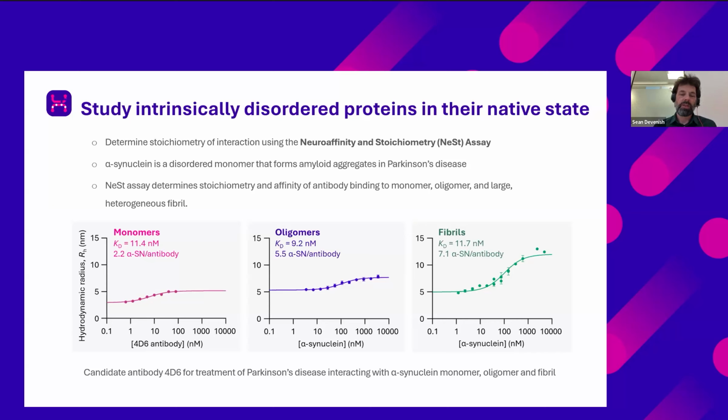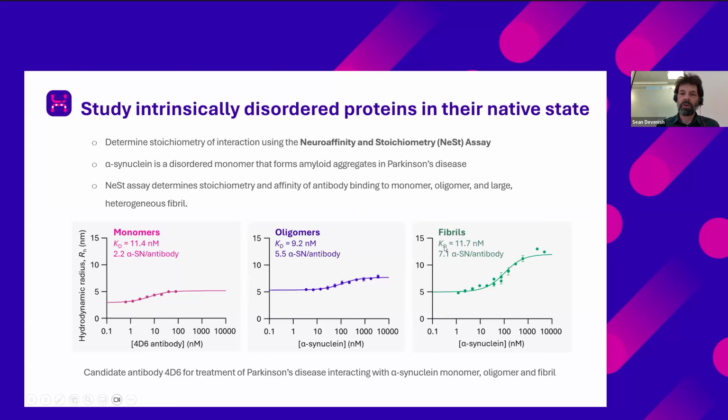And as a monomeric protein, it's intrinsically disordered, whereas in the course of the disease, it forms these higher order structures or aggregates that in the first instance are described as oligomers. These are clusters of several alpha-synuclein molecules. And then these continue to grow on to form fibrils, the hallmark of Parkinson's disease.